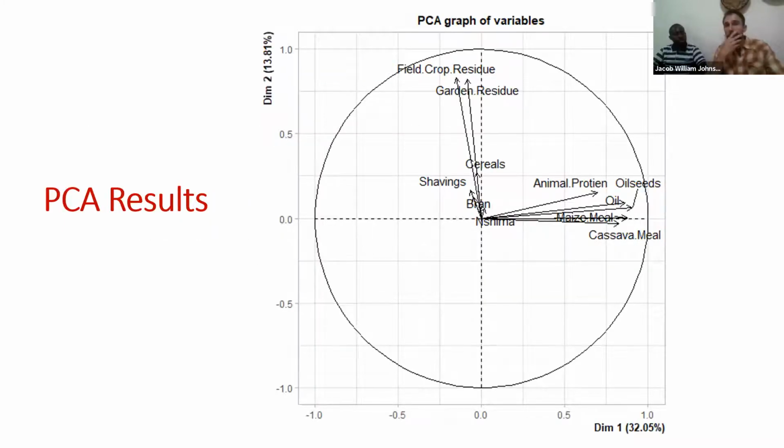These are the results of my principal component analysis. I won't go into the intricacies of PCA, but basically this output tells us what fraction of the variance between feeds is captured by each of these principal components. So if you add PC1 and PC2, you get about 46%, which means 46% of the variation among the feeds that were used among farmers was explained by the groupings in this graph.